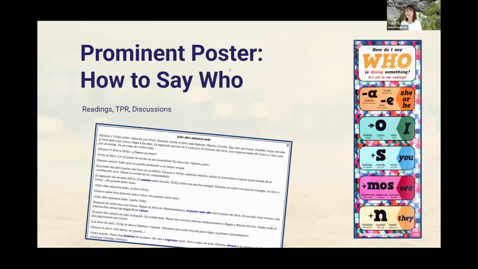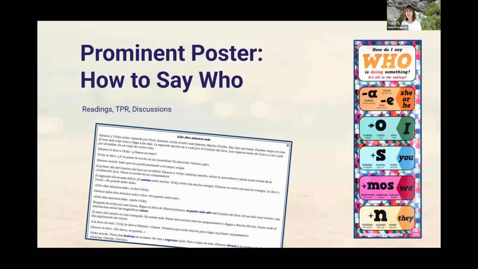Another prominent poster in my classroom is the how to say who, which is a different way of looking at conjugation that's very specific to CI. I would use these as we're working through readings, if we're doing TPR, doing discussions, because it shows how you take your target structure, which usually is written in the third person singular, like habla or corre, and you change the ending ever so slightly as you start talking about someone else in a different context. So if it was habla, speaks, and I want to talk about myself, I've got that poster right there. I can say yo hablo and point to it, and they can see, oh, she put an O on it because she's talking about herself.